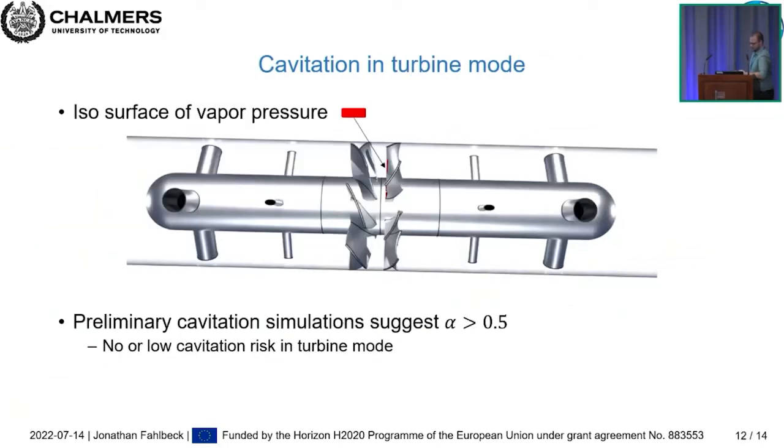And just to show similarly in turbine mode, this is the isosurface of the vapor pressure here in turbine mode, but there is a small region of risk of cavitation at the trailing edge of the upstream runner. Flow is from right to left now. Our preliminary simulations suggest that we don't actually have a volume fraction that is below 0.5 in this turbine mode simulation, so perhaps the risk of cavitation is quite low or insignificant in this mode, hopefully.